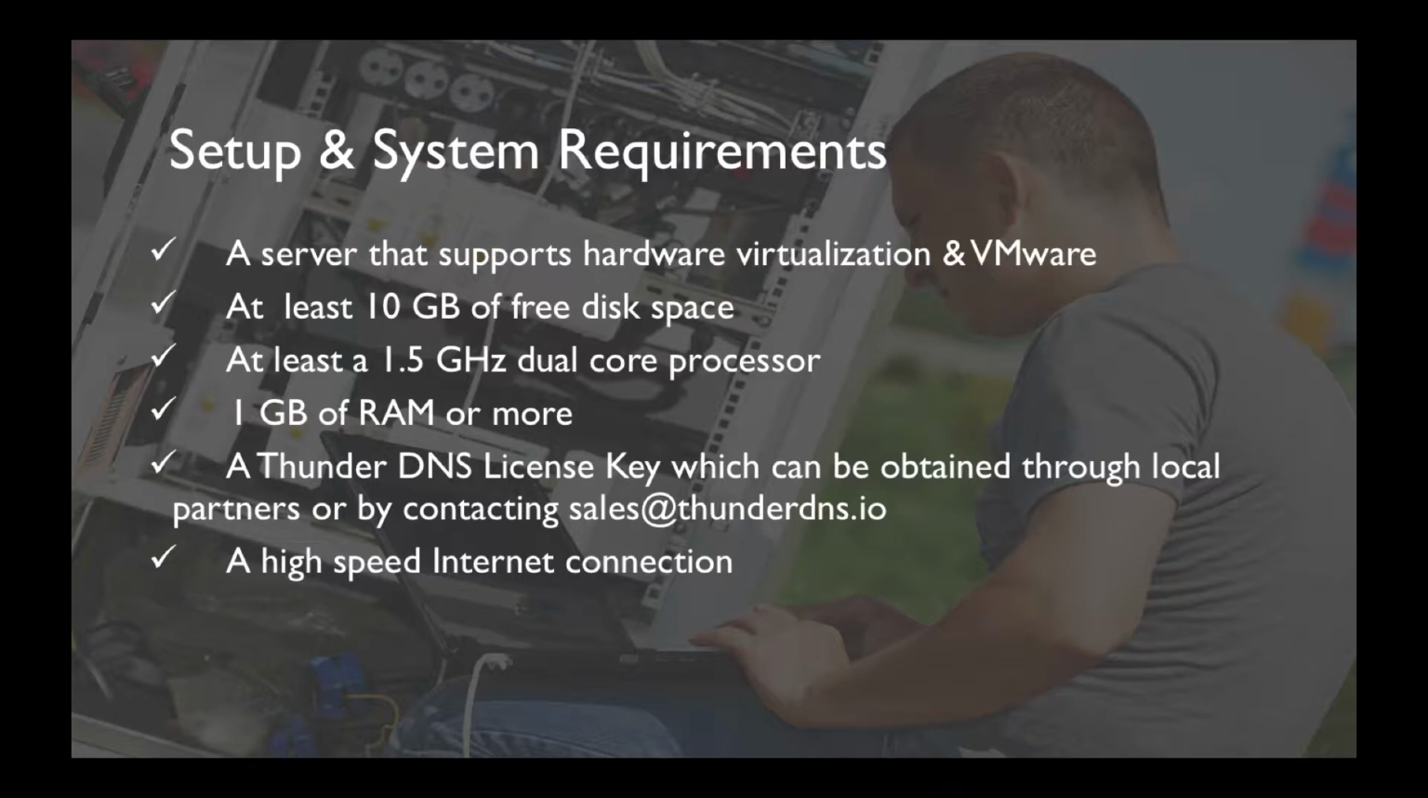at least a 1.5 gigahertz dual-core processor, 1 gigabyte of RAM or more, a Thunder DNS license key, which can be obtained through local partners or by contacting sales@thunderdns.io, and a high-speed internet connection.